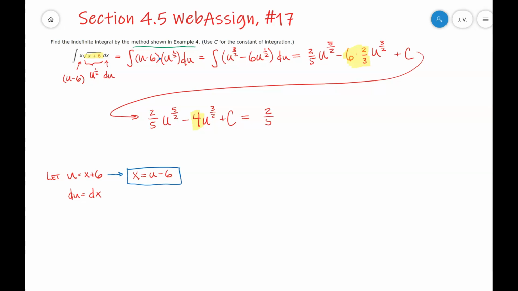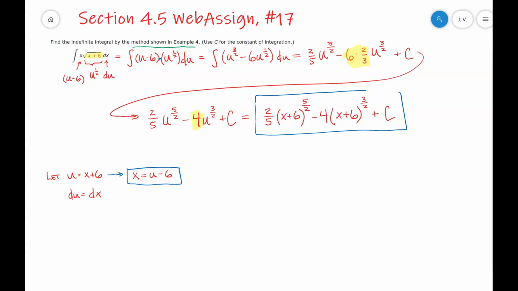We're going to have 2/5 times the quantity x plus 6 to the 5/2 power minus 4 times the quantity x plus 6 raised to the 3/2 power plus my constant of integration. And a couple weeks ago, I would have called that a 4 pepper problem. Not anymore, folks. We've become immune to this degree of difficulty. This is now just a 1 or 2 pepper problem.